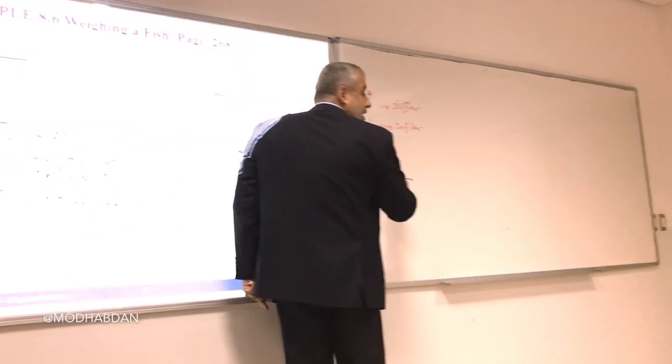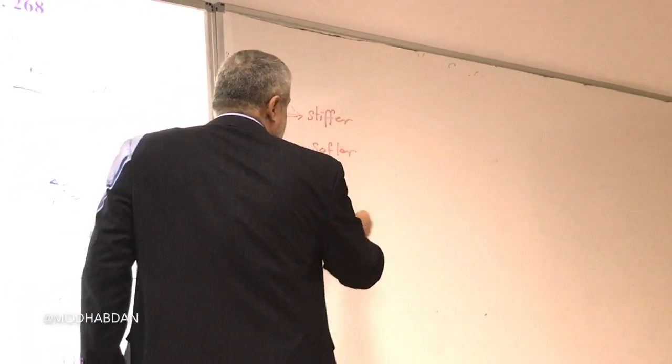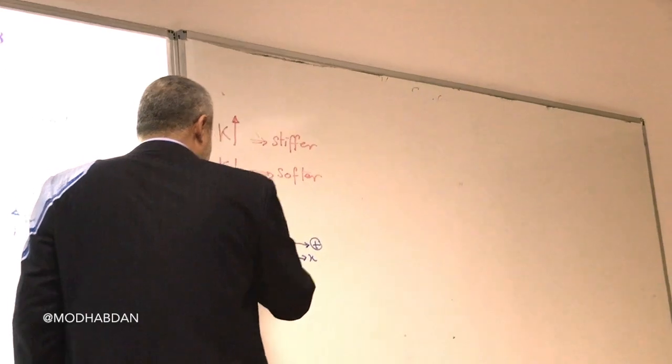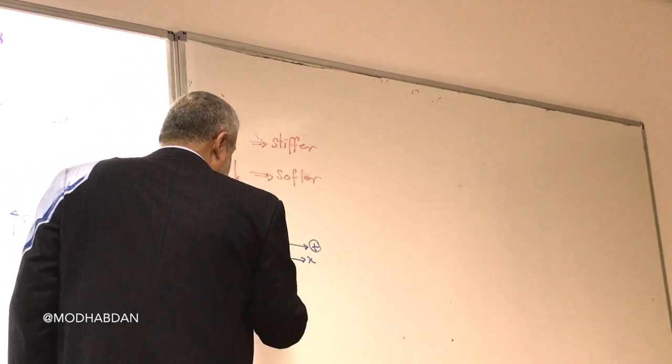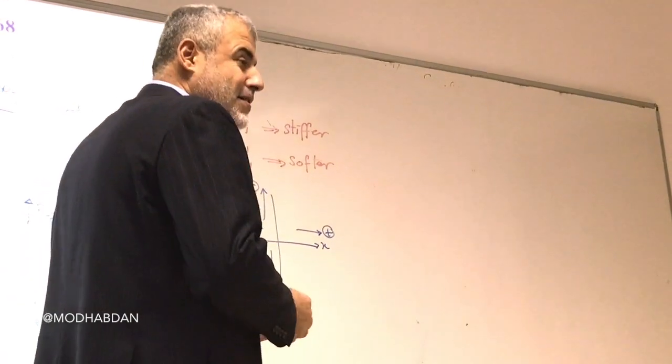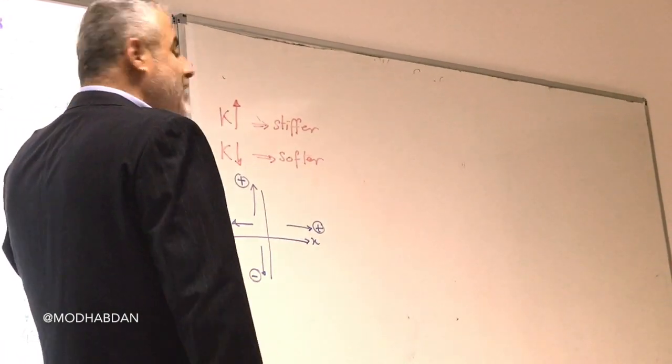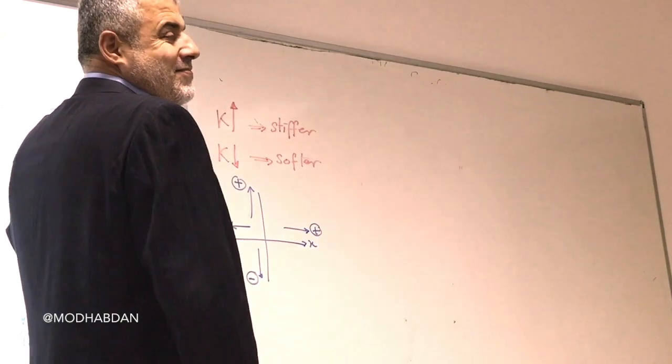Because it's going downward. See, this is the axis. In the x, to the right is positive, to the left is negative. In y, upward is positive, downward is negative. So y is always written as downward.